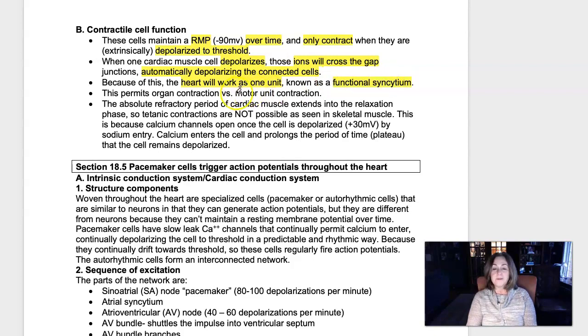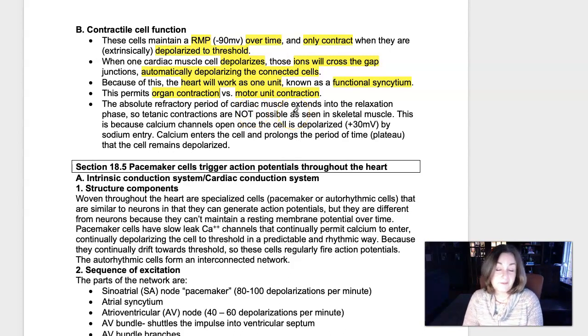And so instead of having motor unit contraction like we talked about last semester, when the heart contracts, the whole heart contracts. So you're going to have an organ level contraction, not just one atrium contracting and so on, or different parts of the heart. That's not the way it's going to work.